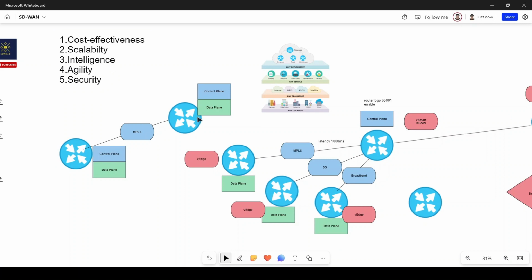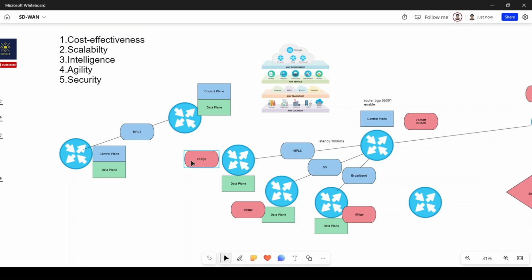The intelligence of vSmart, the brain of the SD-WAN infrastructure, the control plane of the SD-WAN fabric: the intelligence that it provides is that it can determine which links are not as promising as they should be. They are constantly monitoring and collecting operational data from link utilization statistics, and they can intelligently reroute traffic to make sure that you have uninterrupted traffic flow and minimum downtime.